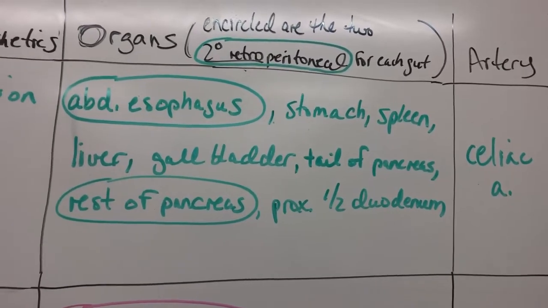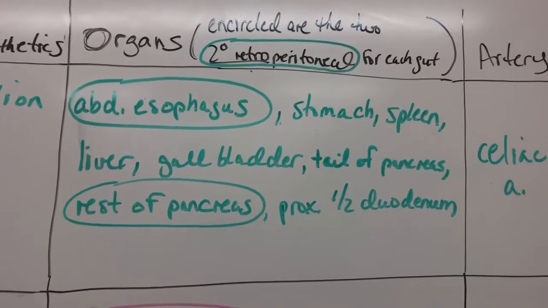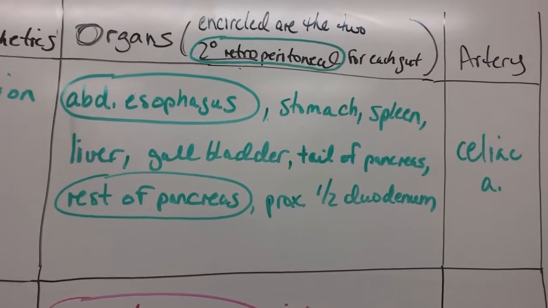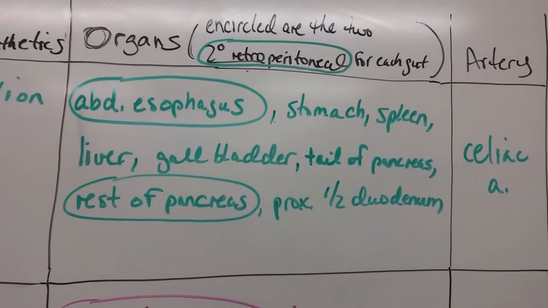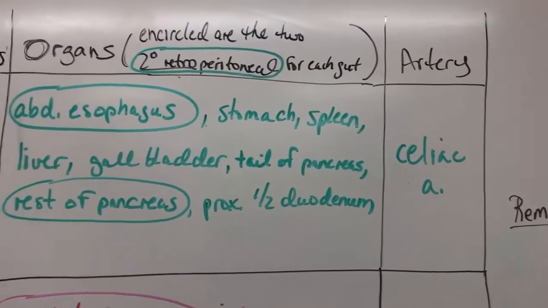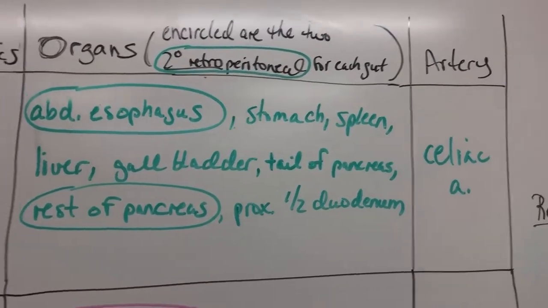Whereas the stomach, spleen, liver, gallbladder, tail of the pancreas, and the proximal half of the duodenum all maintained their mesenteries and are deemed intraperitoneal. This provides them with a sling that encourages movement but also keeps them anchored. The artery that supplies the foregut is the celiac artery, the same name as the plexus and the ganglion. So it's easy to remember.